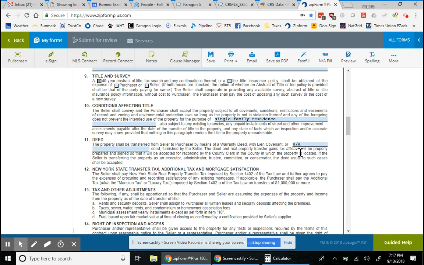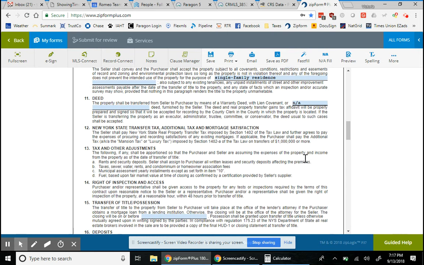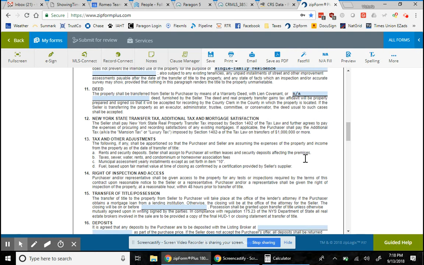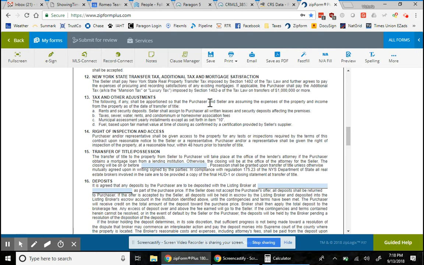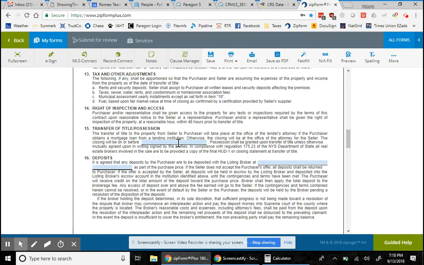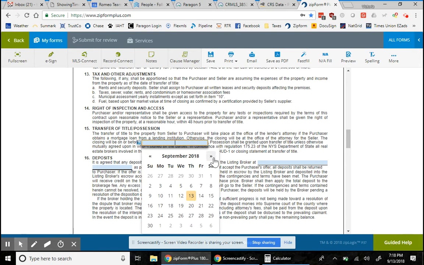Paragraph 11, deed. You can write not applicable. There's really no other type of deed and no other type of deed that we want. Transfer of title. Again, we're running this off of a standard 6-week timeline. So 6 weeks we counted was October 31st.